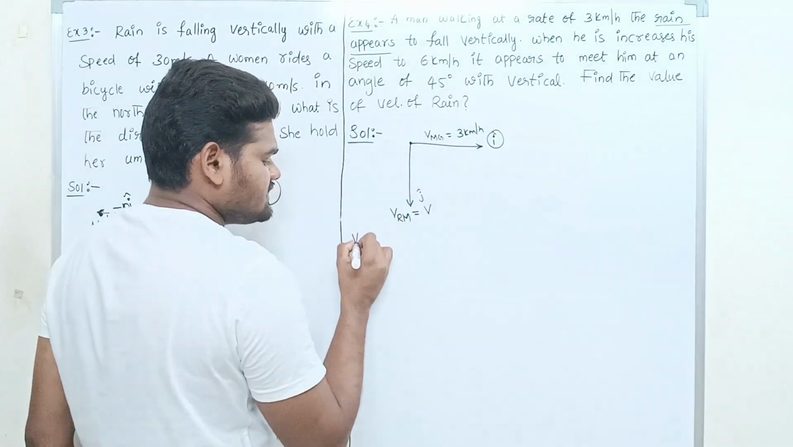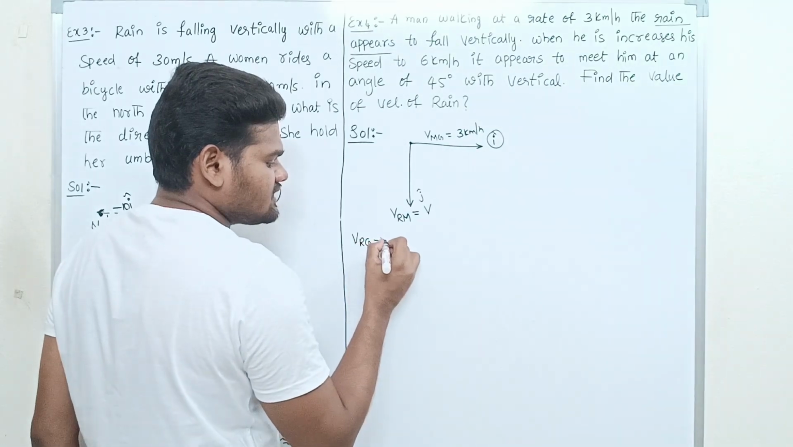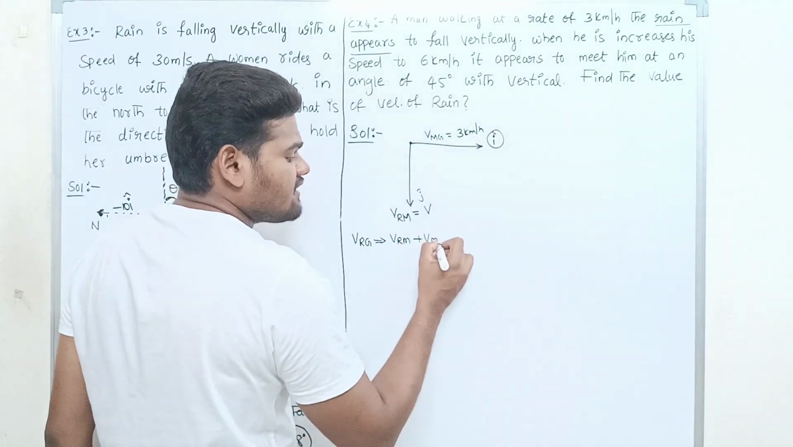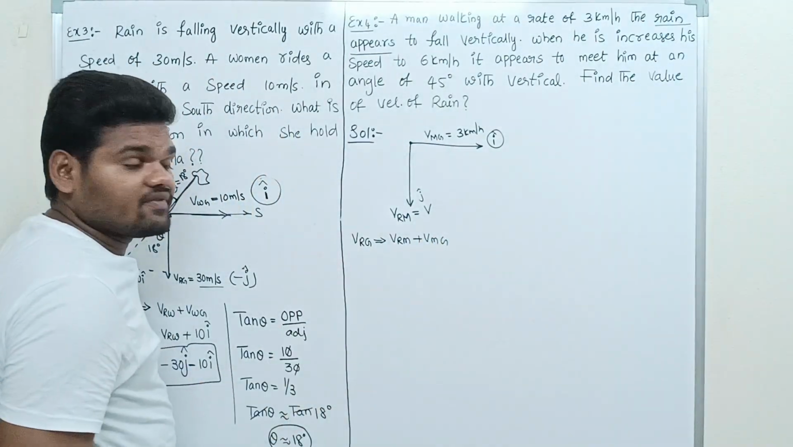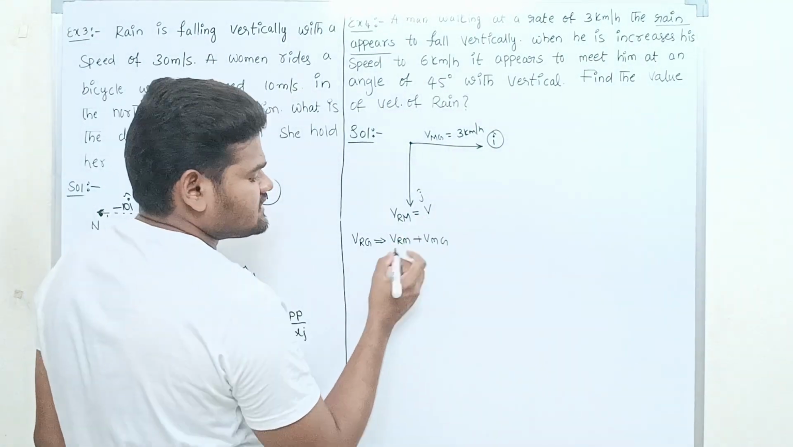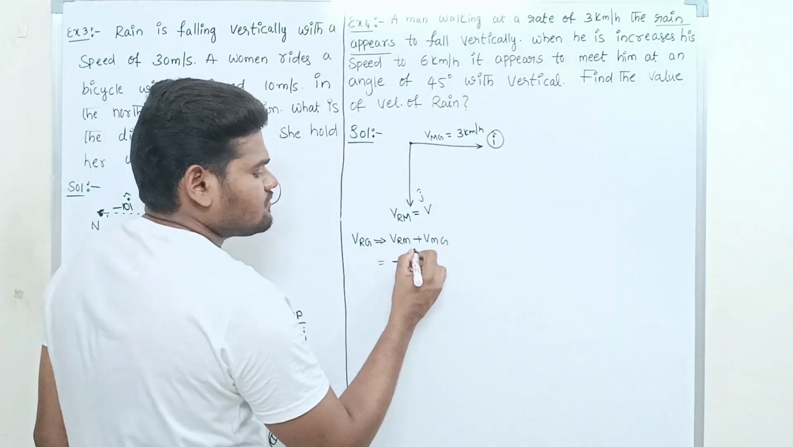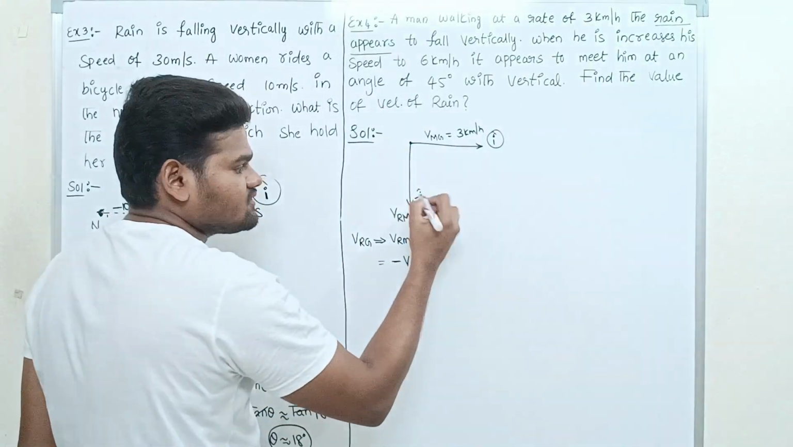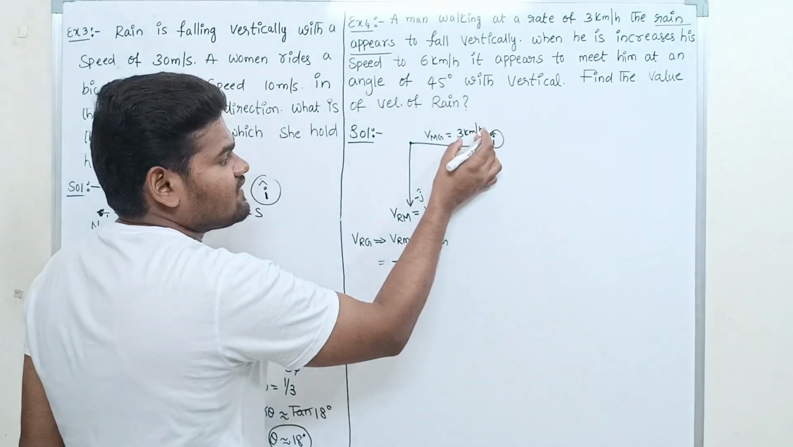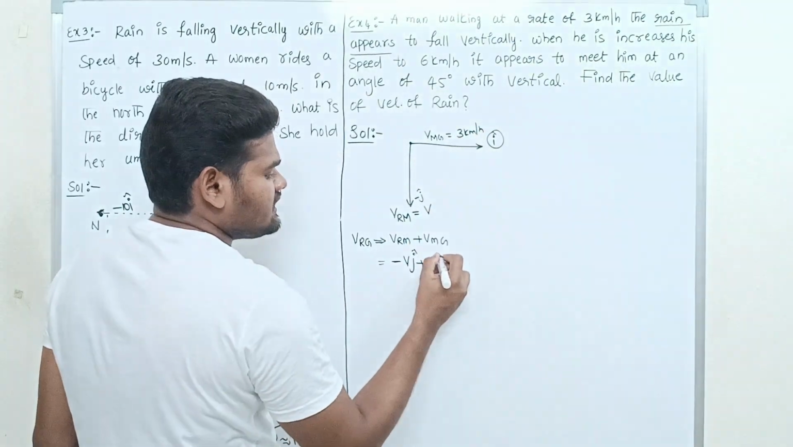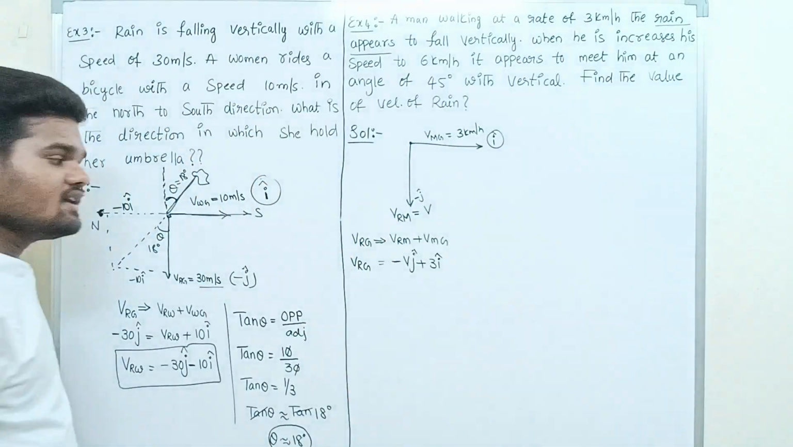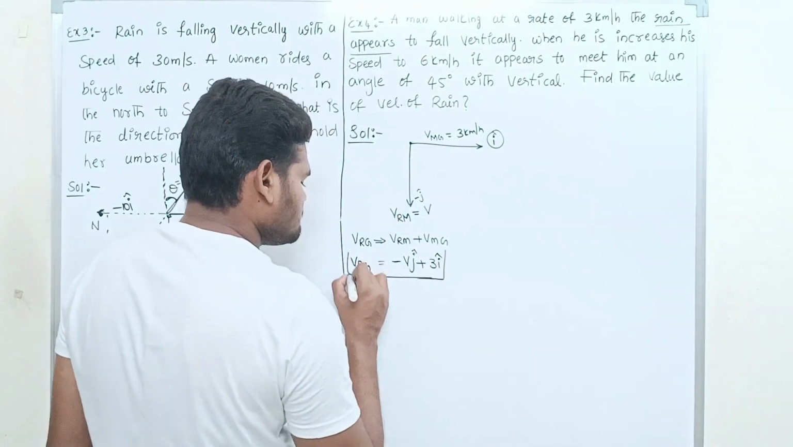j cap. So velocity of rain with respect to ground equals velocity of rain with respect to man plus velocity of man with respect to ground. We know this formula. That is equal to vrm, which is minus v j cap in the downward direction, plus vmg, velocity of man with respect to ground, 3 i cap. So this is the velocity of rain with respect to ground. Just keep it aside.